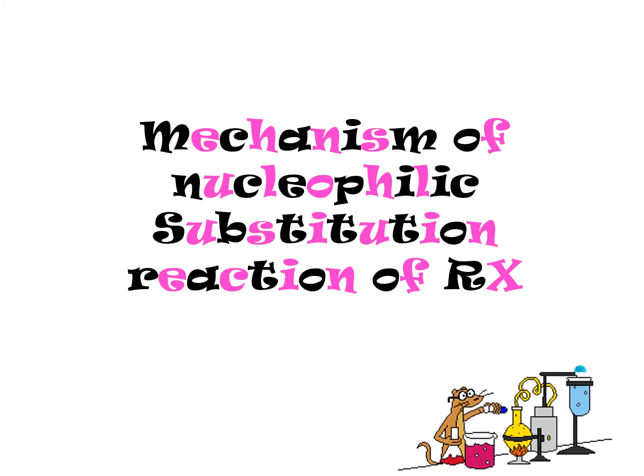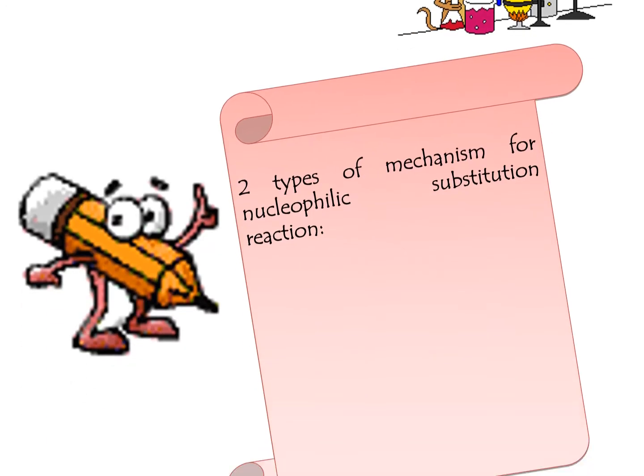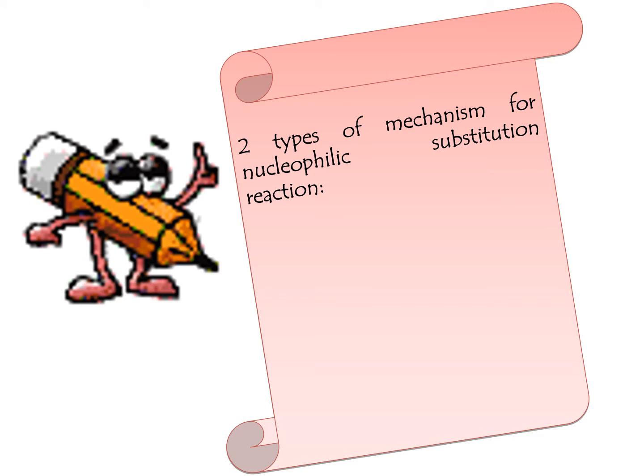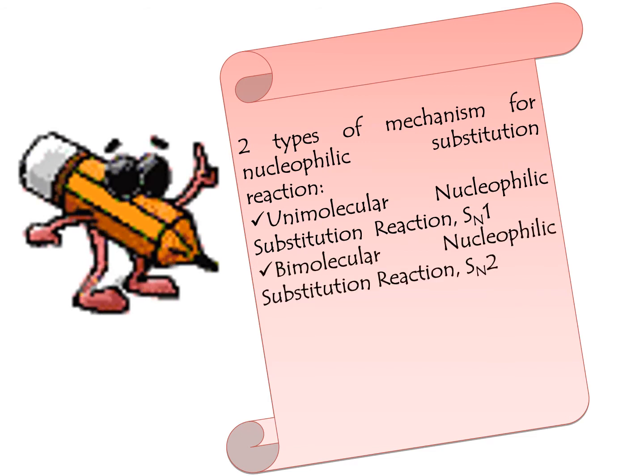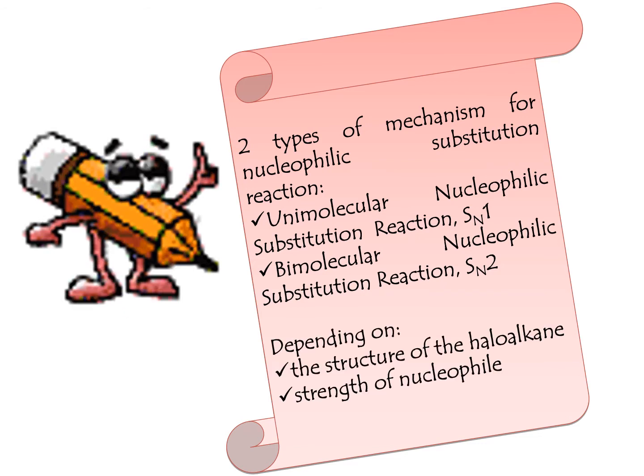Now we discuss the mechanism of nucleophilic substitution reaction of haloalkanes. There are two types of mechanism for nucleophilic substitution reaction of haloalkanes. The first type is unimolecular nucleophilic substitution reaction. The symbol is SN1. And the second type is bimolecular nucleophilic substitution reaction. The symbol is SN2. Both types of mechanism depend on the structure of the haloalkane and the strength of the nucleophile.